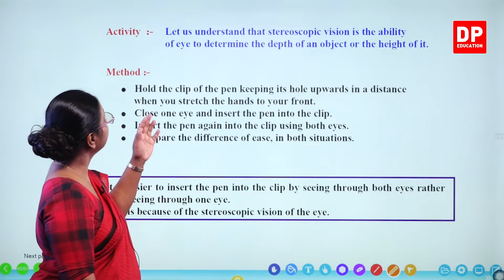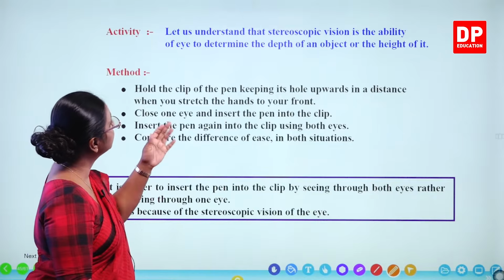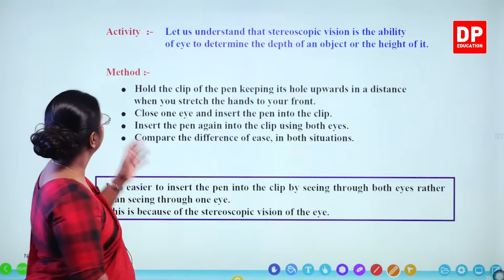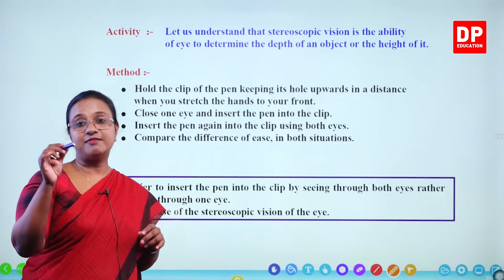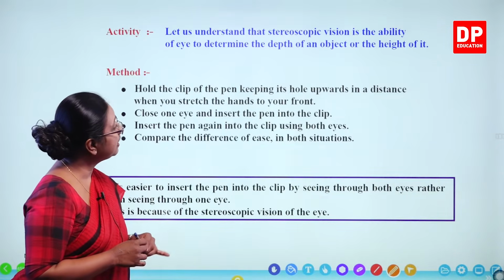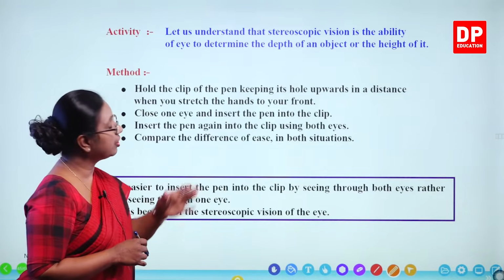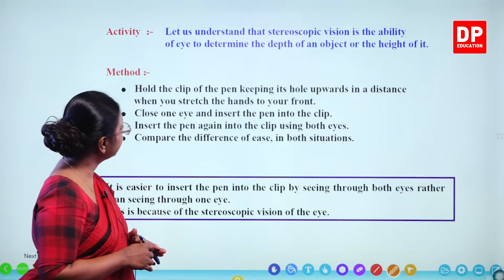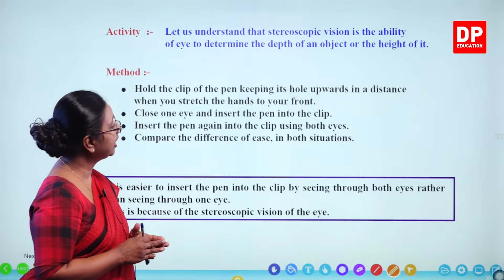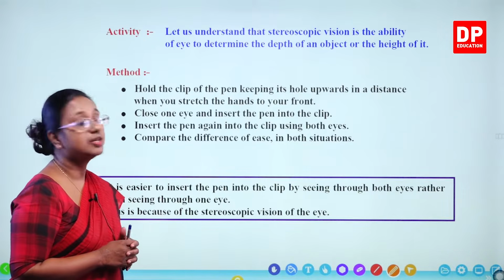Activity: let us understand that stereoscopic vision is the ability of the eye to determine the depth of an object or the height of it. To do that, we need to have a pen. Now, I have a pen with me. Hold the clip of the pen, keeping its hole upwards, at a distance when you stretch your hands to your front. Close one eye and insert the pen into the clip. Insert the pen again into the clip using both eyes. Compare the difference of ease in both situations.